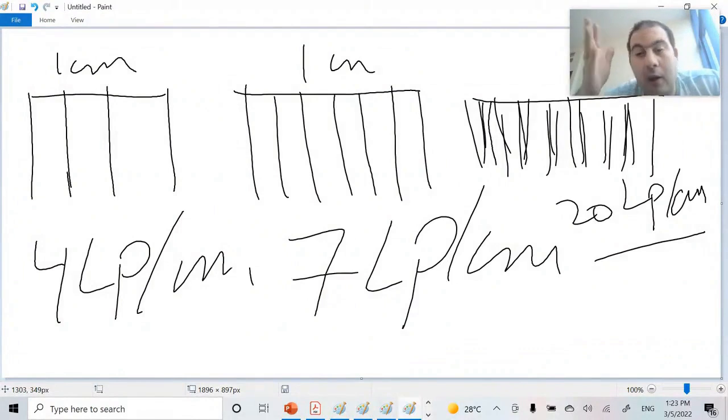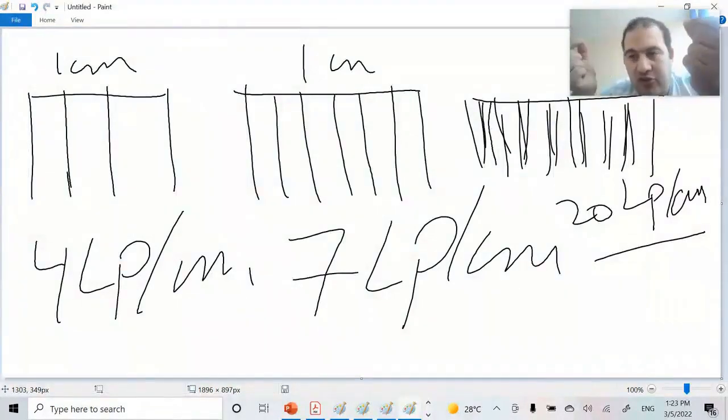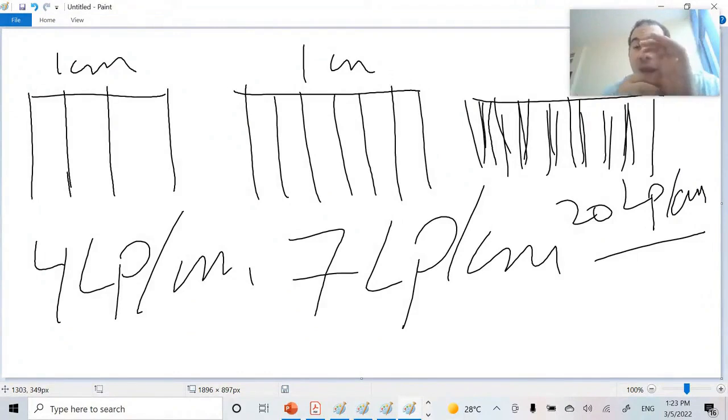At 7 line pairs per cm, you can still see them clearly, even though the space between each line pair has started to decrease. This means your resolution must be good enough to distinguish between 2 line pairs in order to see 7 line pairs. But what if I increase the line pairs to 20 or 30 or even 40? Let's say 30 or 40.